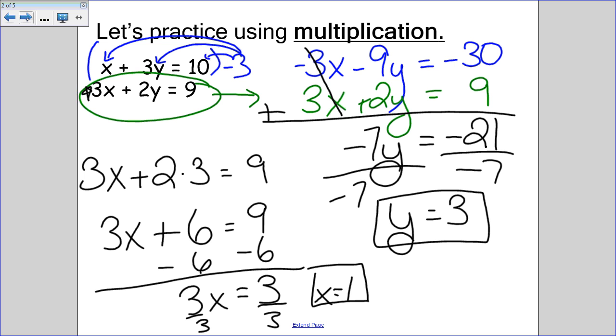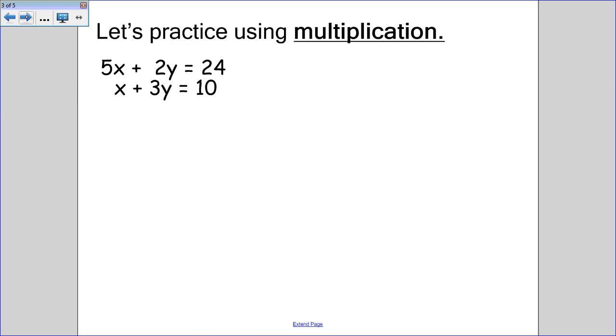If I wrote it as an ordered pair, I would have a solution to my system of (1, 3). Remember, you can always go back to check this. So using multiplication, you add a step before you do your elimination process, before you can add or subtract your equations.